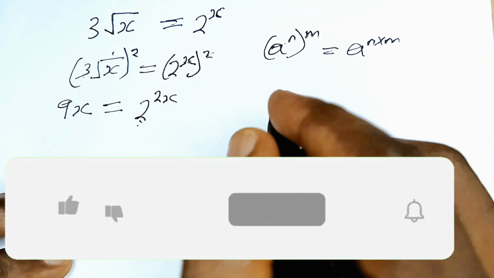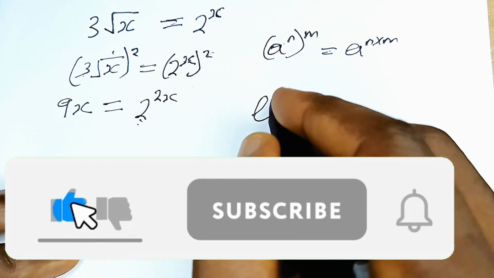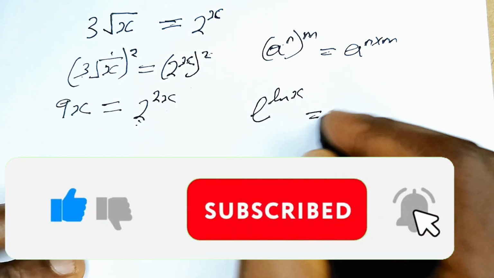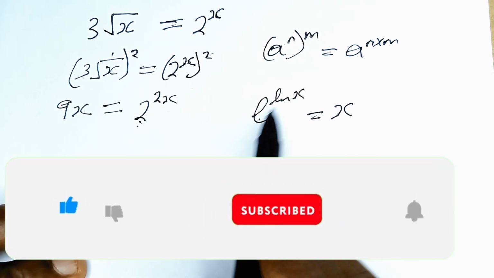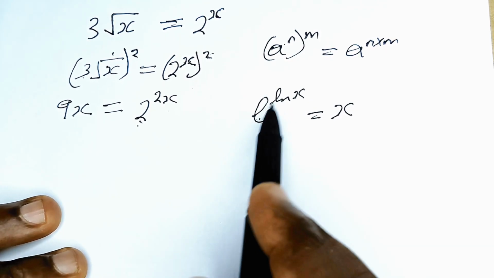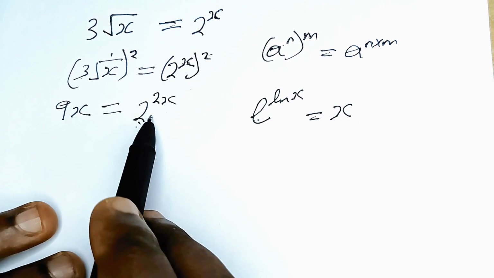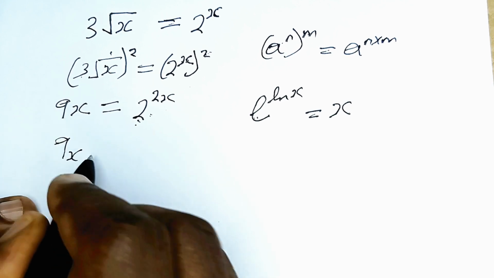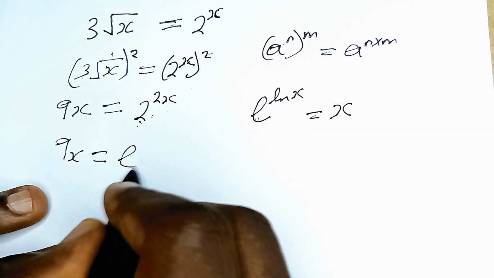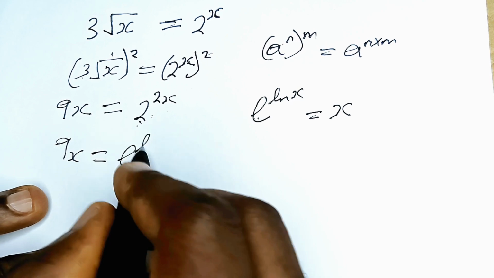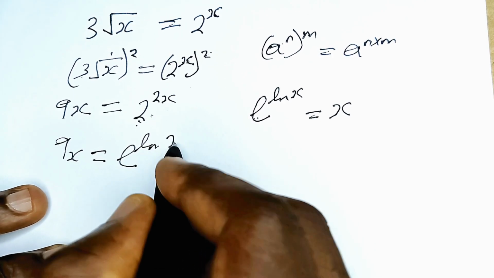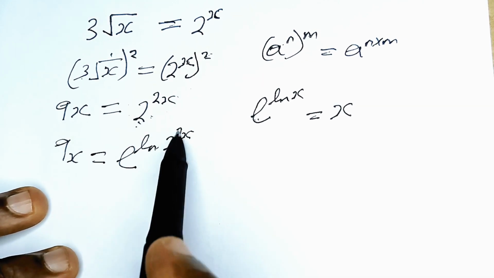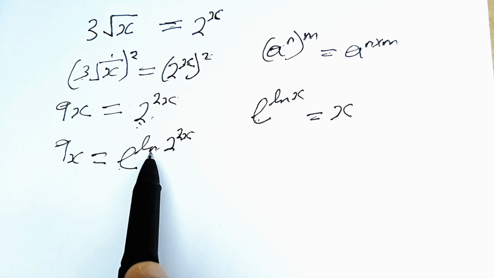Introducing exponential. Let's recall, you have exponential of natural log of x. That will give us x, because exponential and natural log cancel out as reciprocals. So let's introduce that here. We have 9x is equal to exponential of ln 2 raised to power of 2x. So we have introduced the exponential and the natural log.